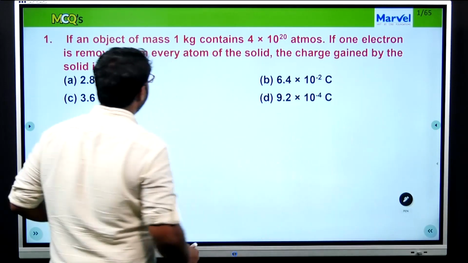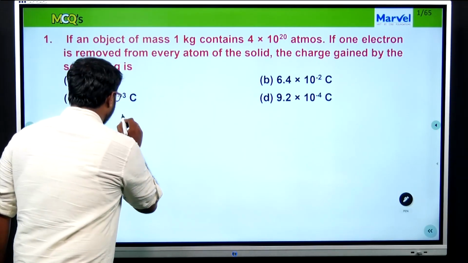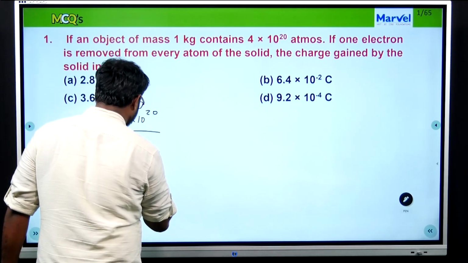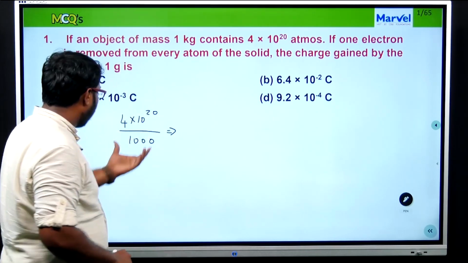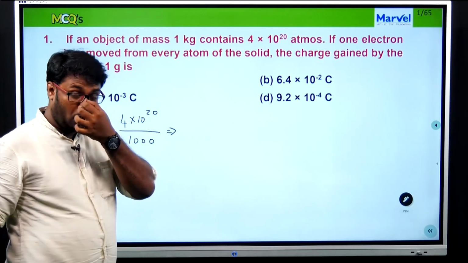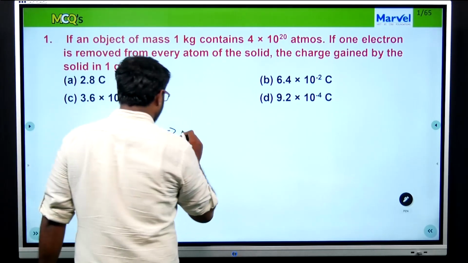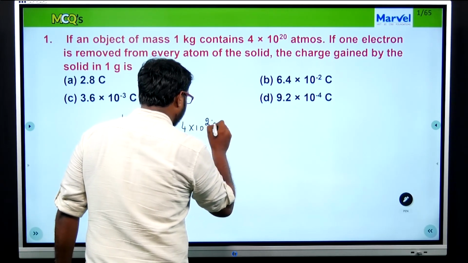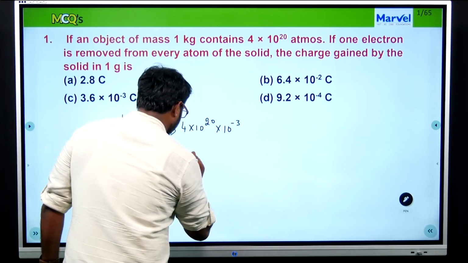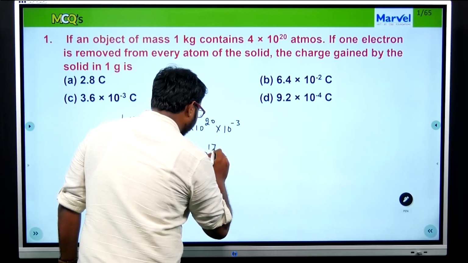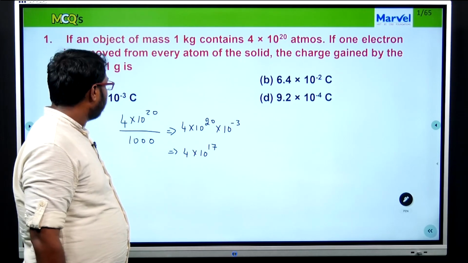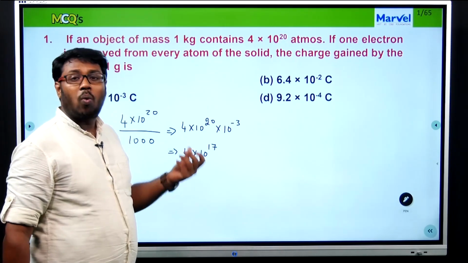Yeah, first to begin with, 4 into 10 power 20 divided by 1000. I am just going to do this to find how many atoms are going to be present in 1 gram of a solid. Listen, so 4 into 10 power 20 into 10 power minus 3, which is 4 into 10 power 17 atoms. 4 into 10 power 17 atoms is what is going to be present in 1 gram of a solid.